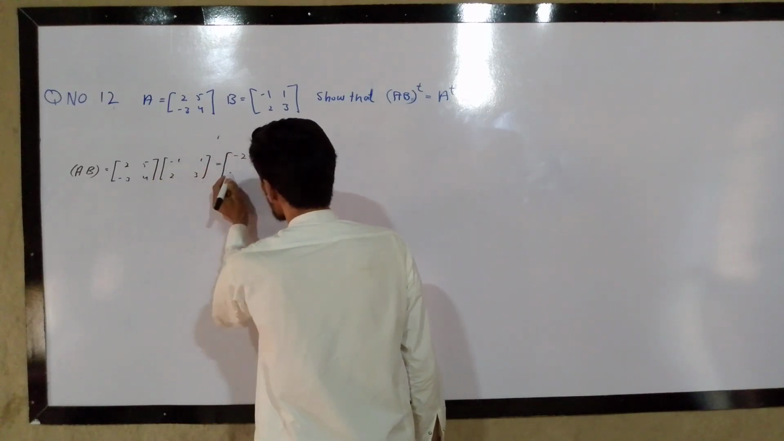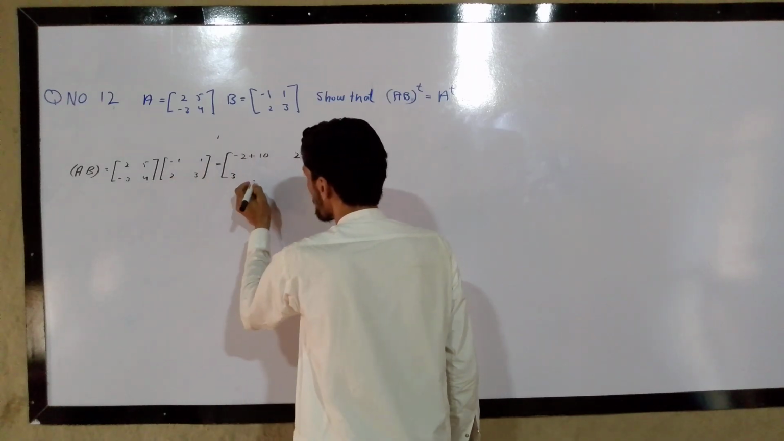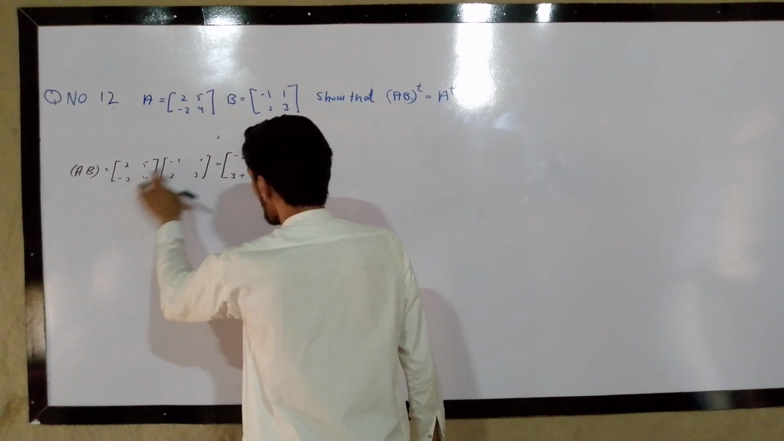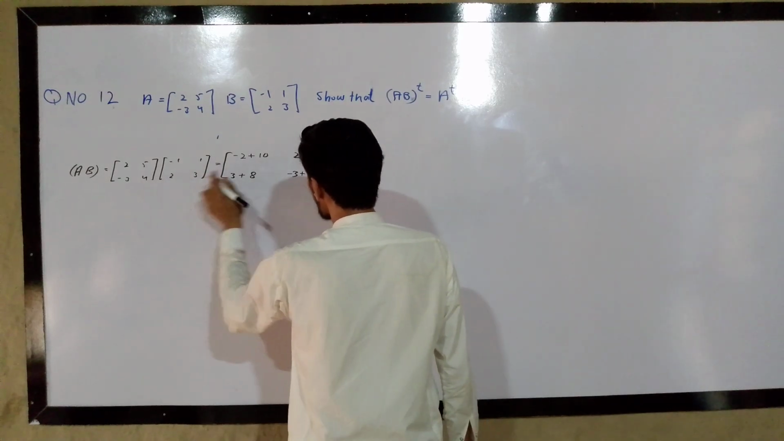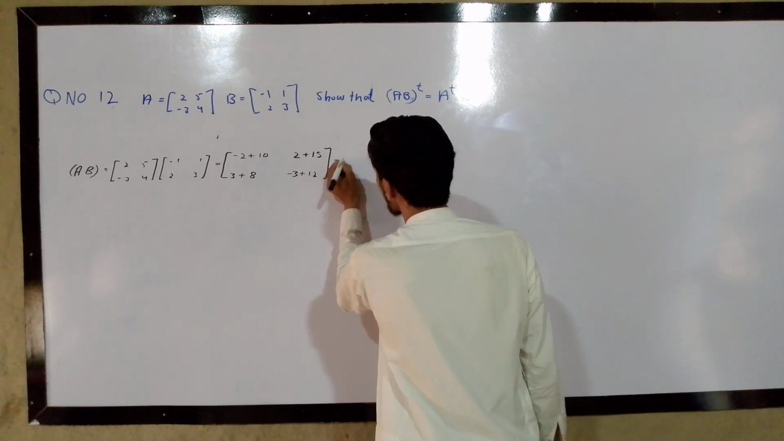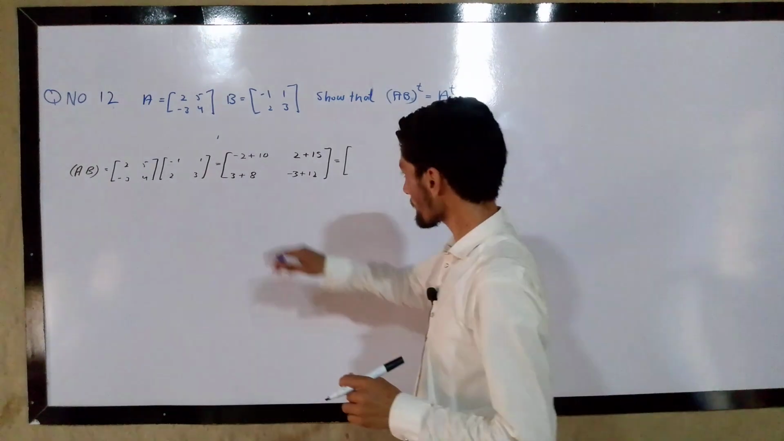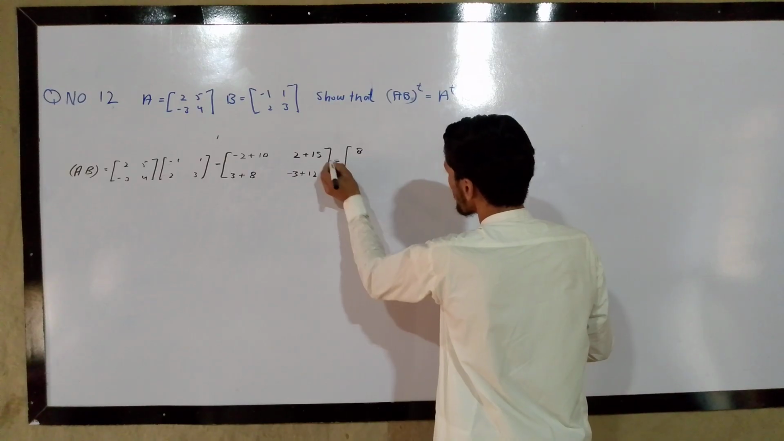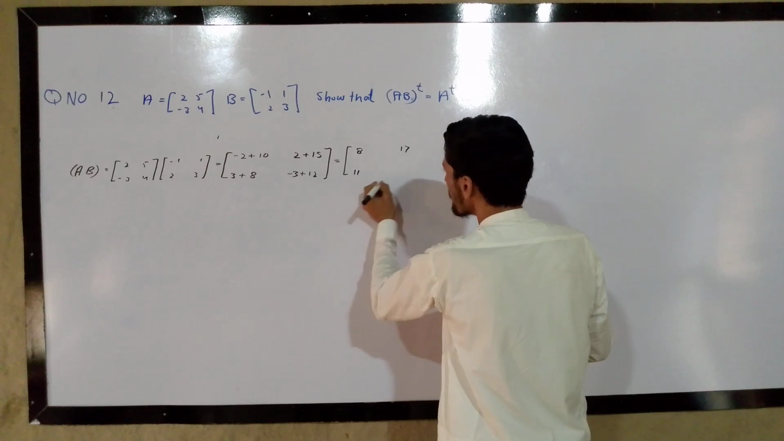-3 times -1 is 3, and 4 times 2 is plus 8. Then -3 times 1 plus 4 times 3, which is 12. So -2 plus 10 is equal to 8, then 17, and 11.